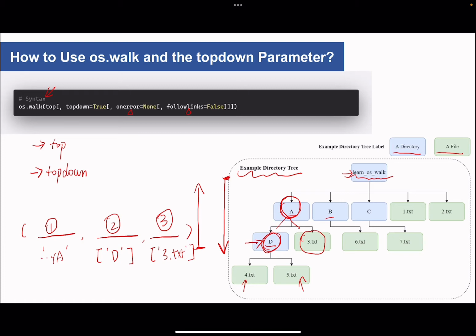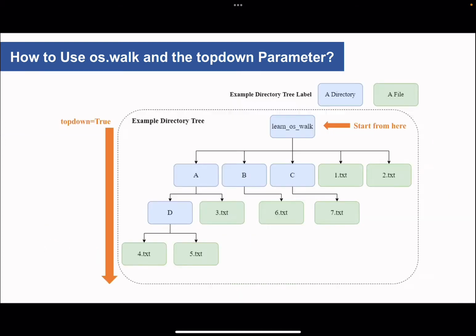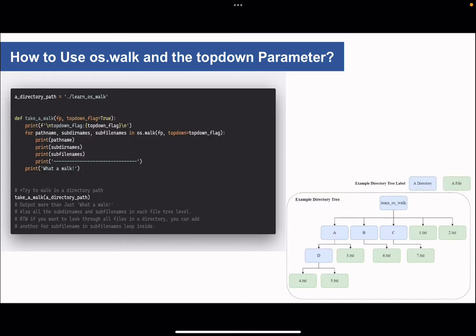And let's understand the topdown parameter through an example based on the example directory tree. As I just mentioned, if you set the topdown parameter to be True, it will walk from the top of a directory tree to the bottom of the directory tree like this. And let's do a real code example to see what will happen if we set the topdown parameter to be True and to see what the output will be like.